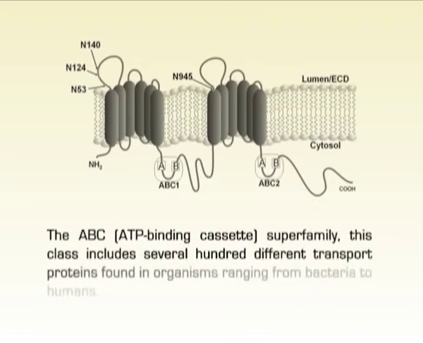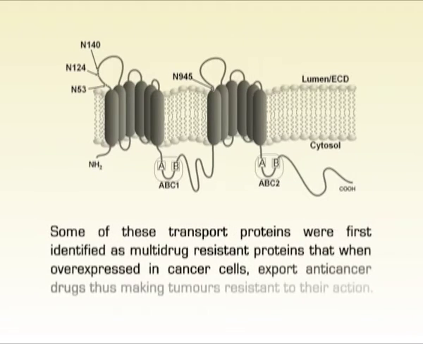referred to as the ABC, which stands for ATP binding cassette superfamily. This class includes several hundred different transport proteins found in organisms ranging from bacteria to humans. Some of these transport proteins were first identified as multi-drug resistant proteins that, when overexpressed in cancer cells, export anti-cancer drugs, thus making tumors resistant to their action.